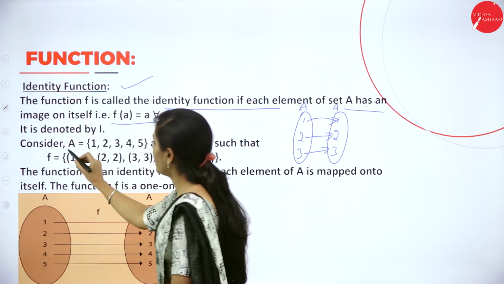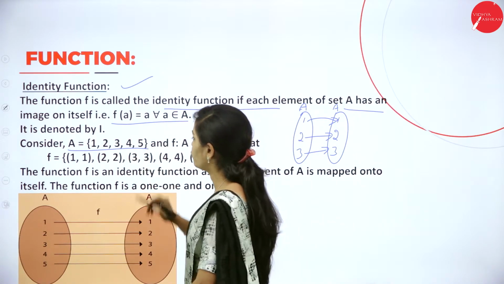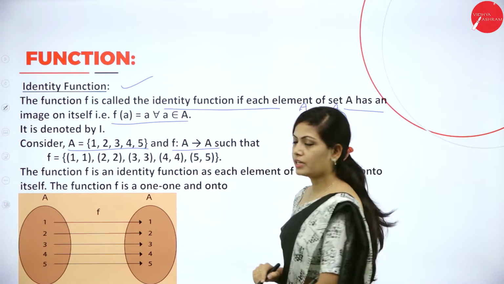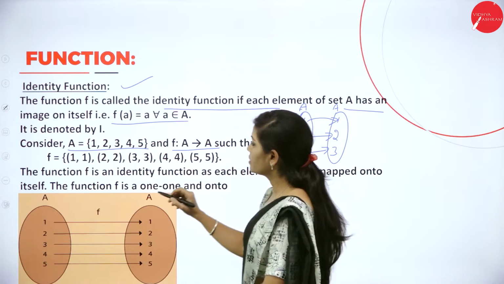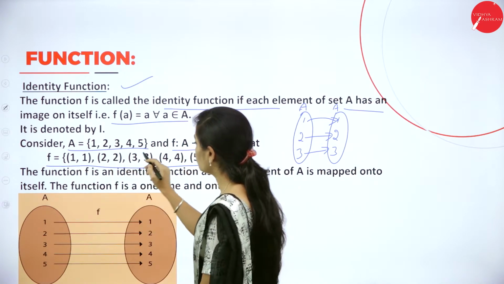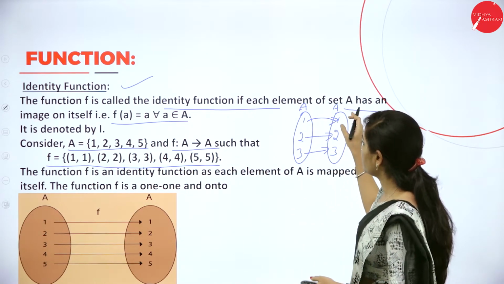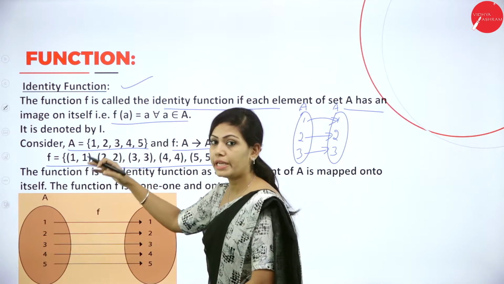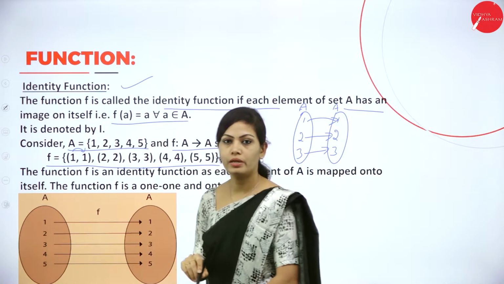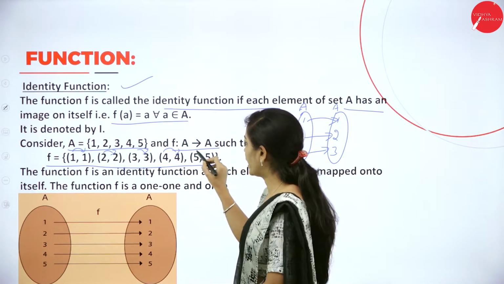So example, I have one set called A. A is equal to 1, 2, 3, 4, 5. I have 5 elements and f is a function from A to A such that I have a relation f is equal to 1, 1, 2, 2, 3, 3, 4, 4, 5, 5. Identity function means each element of set A has an image of itself. 1 to 1, 2 to 2, 3 to 3, 4 to 4 and 5 to 5.